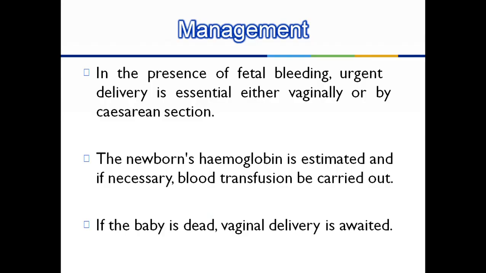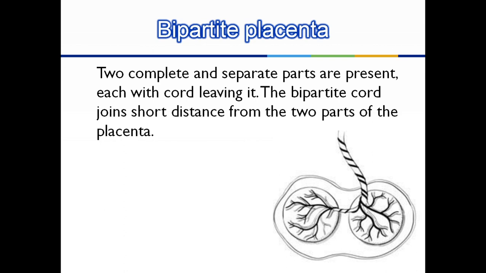Management. In the presence of fetal bleeding, urgent delivery is essential, either vaginally or by cesarean section. The newborn's hemoglobin is estimated and if necessary, blood transfusion is to be carried out. If the baby is dead, vaginal delivery is awaited.